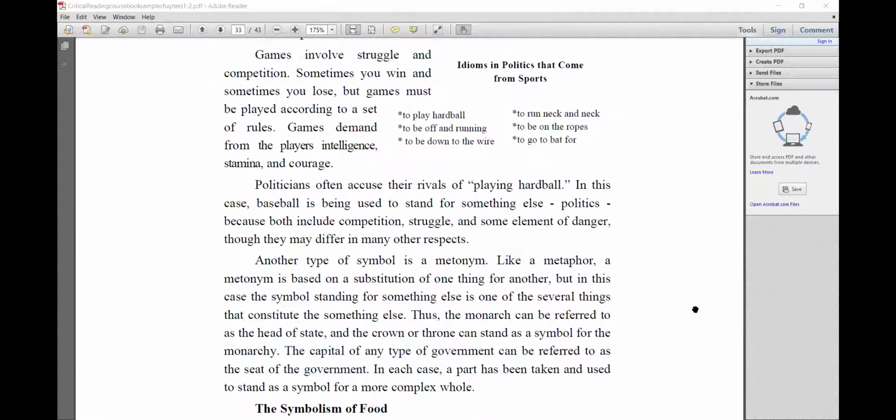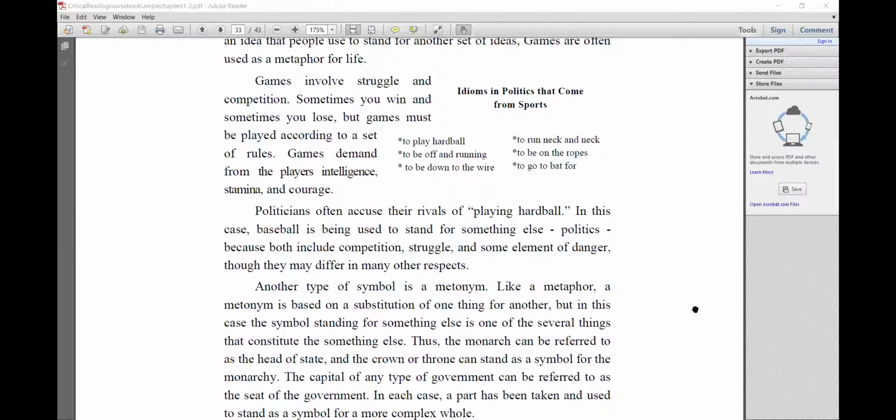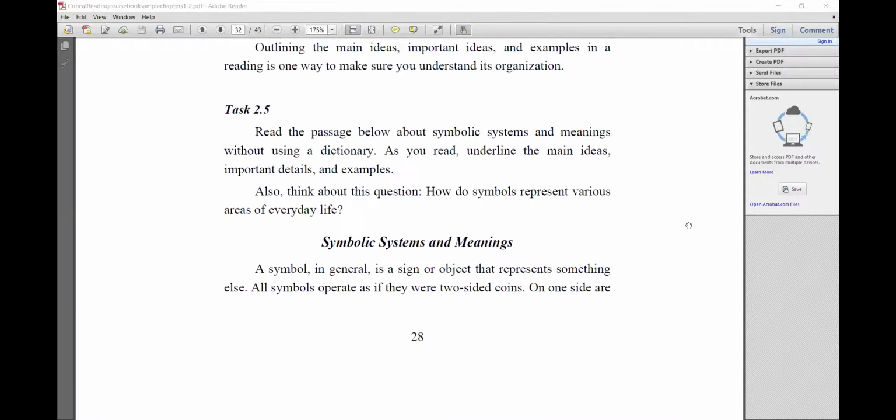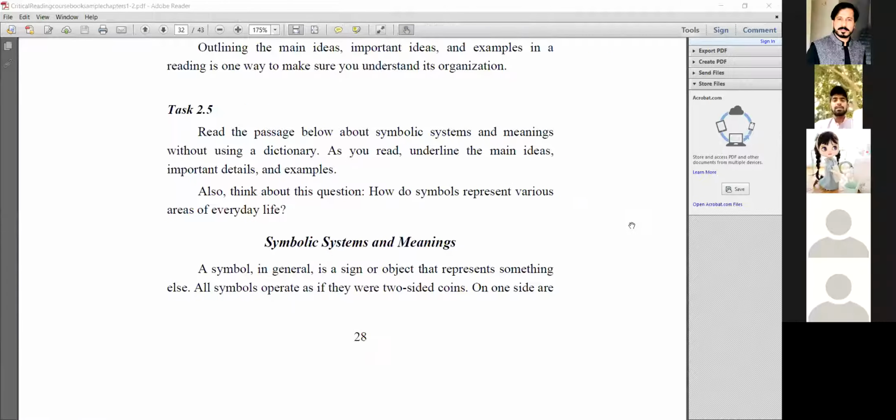Okay, that's enough for today, right? You'll be writing the definitions. I have focused on these things, that you should know certain basic concepts like metonymy, metaphor, symbols, inference, all what we have read.